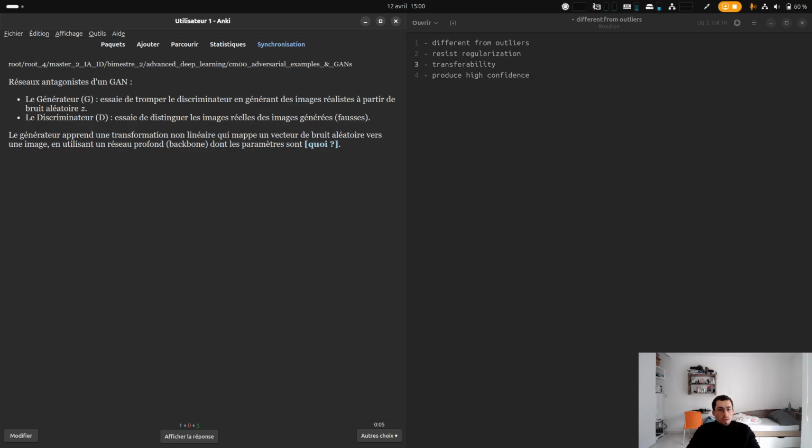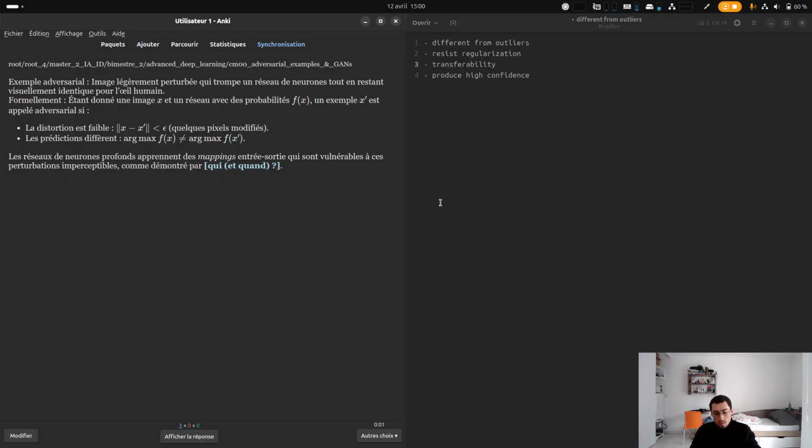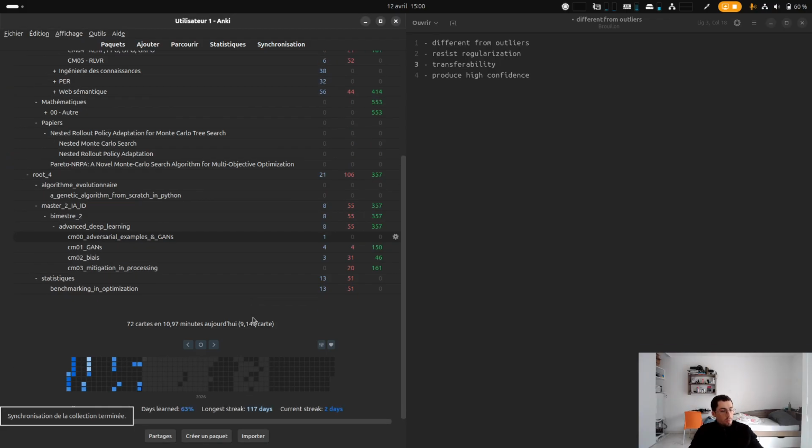Generator learns a transformation, blah blah blah. The parameters are optimized to make images realistic. Okay, perfect. Let me check some. Anyway.